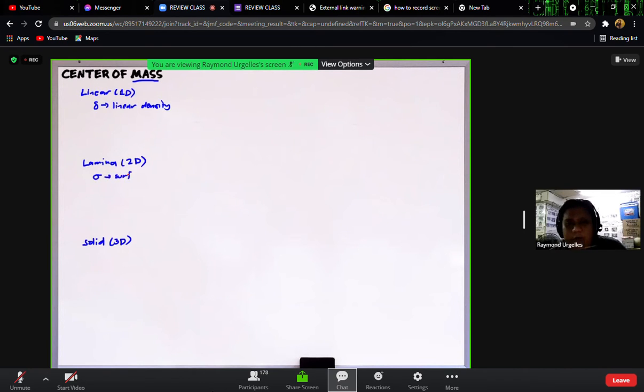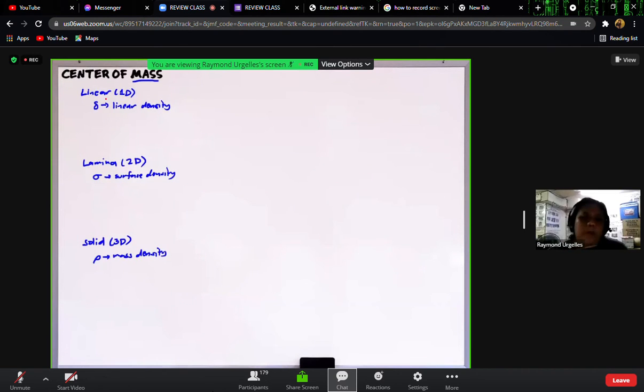Again, this is the linear density. For lamina, sigma is usually used. This is what we call the surface density, which is for area. Then for solid, we use rho, which is the mass density.